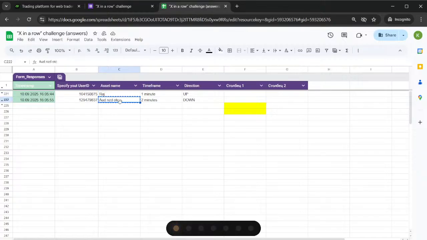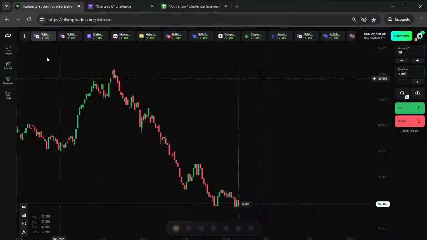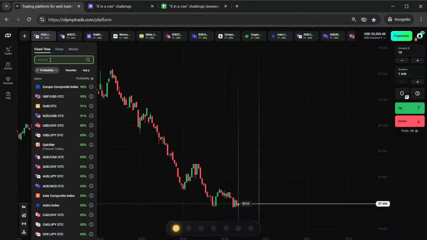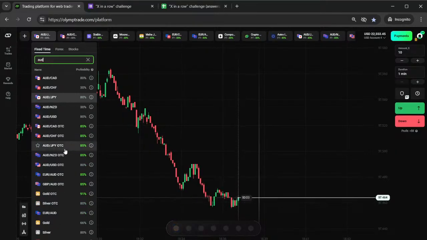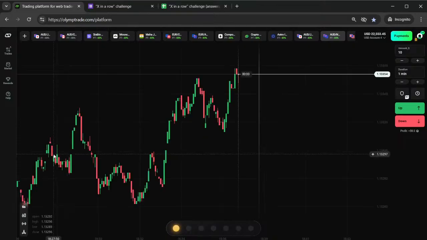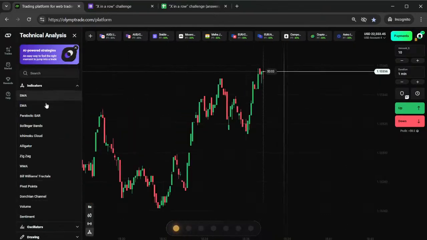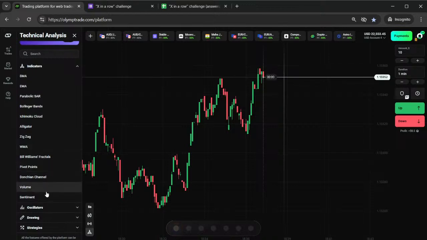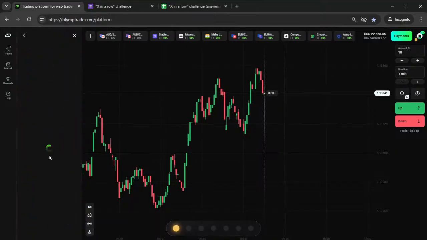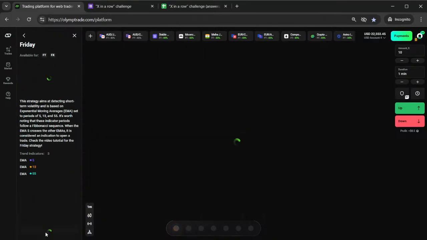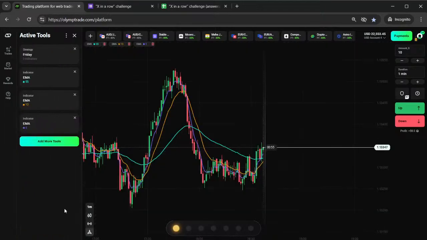Okay, so let me pick this first one, AUD New Zealand OTC. Okay, so this is the first signal which we are going to pick. Let me apply at least one strategy. Today we will go with the Friday strategy. In this one we are going to use 3 EMAs, 5, 13 and 55. Whenever we are going to get any intersection, we can open a position.